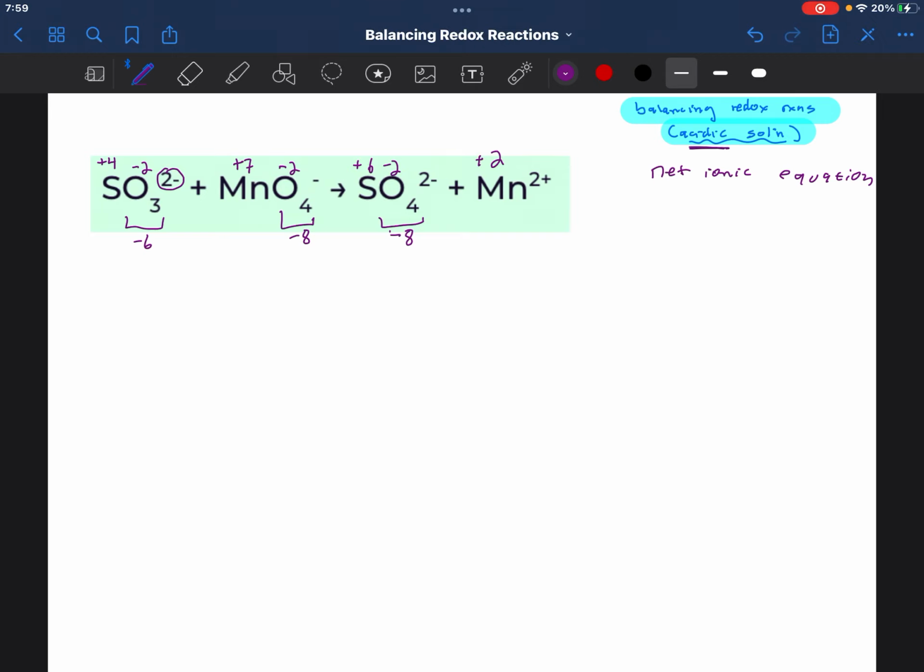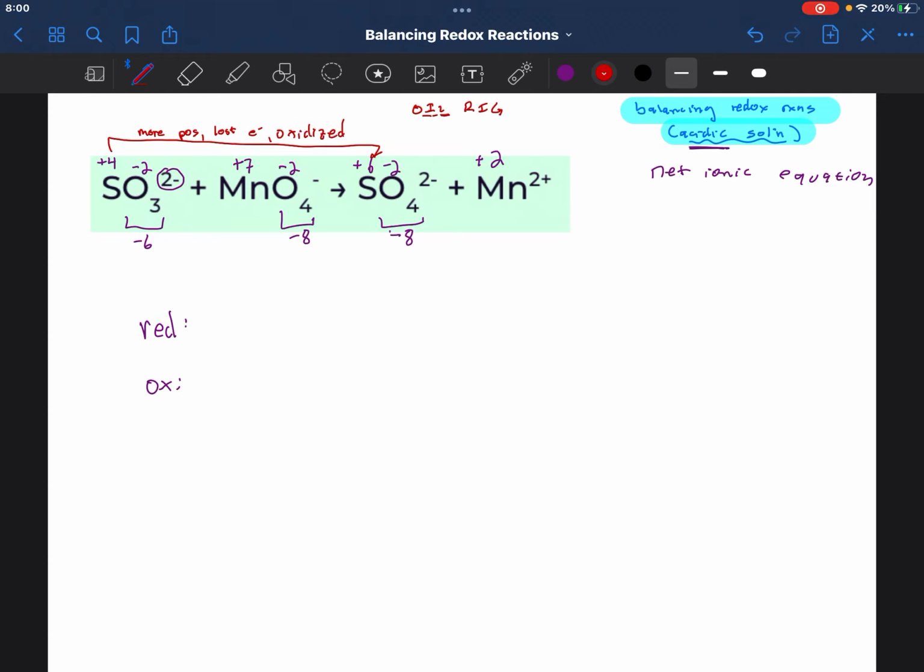All right, the next thing I'm going to do is write my half reactions, my reduction and my oxidation, and I'll separate those out. Reduction and oxidation. All right, so what's happening? +4 to +6. I'm becoming more positive. If I'm becoming more positive, that means I lost electrons. And remember, OIL RIG: oxidation is loss. So that means I'm oxidized.